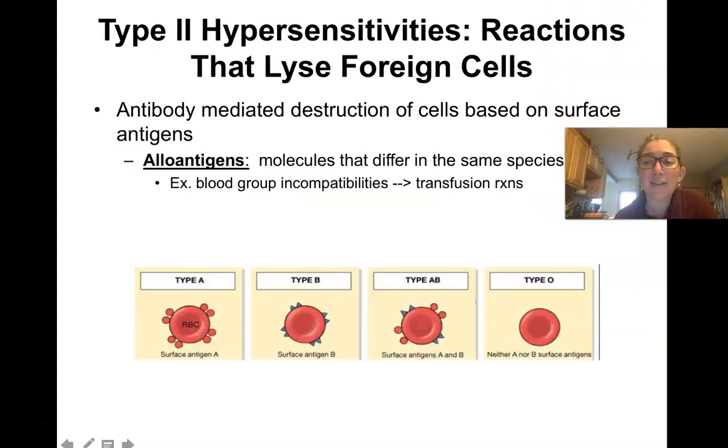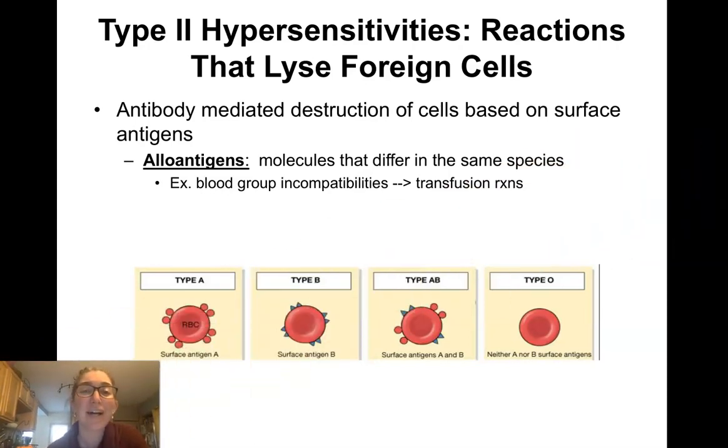So those are the type 1 allergic reactions. Again, the most common type of hypersensitivity response, type 1. Now we're going to talk about type 2, type 3, and type 4 hypersensitivities. Type 2 hypersensitivity are reactions that cause the lysis of foreign cells. And the classic example is during a blood transfusion with the wrong blood type.